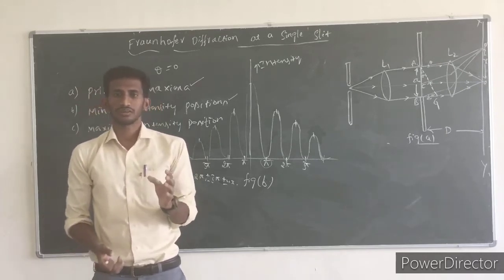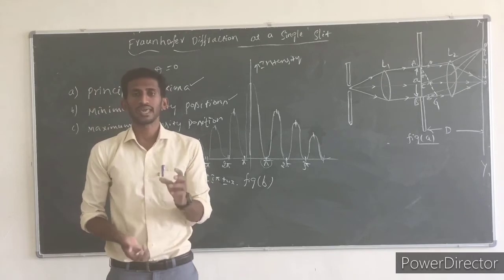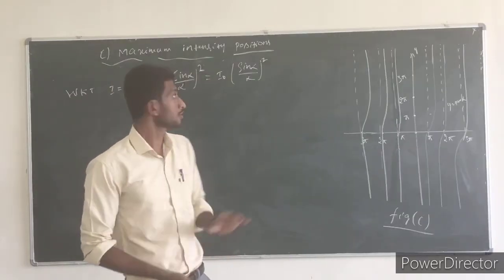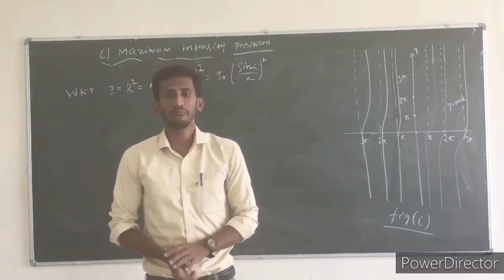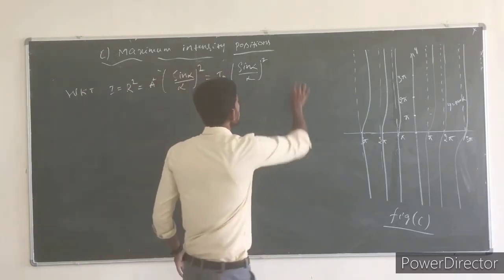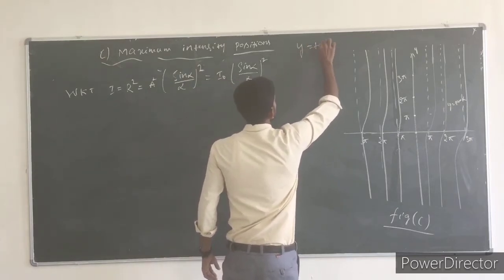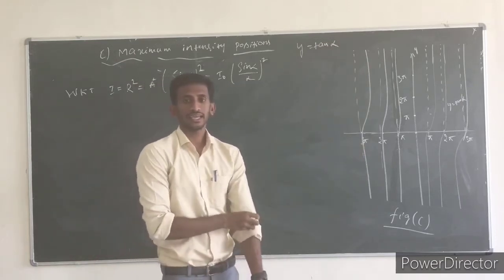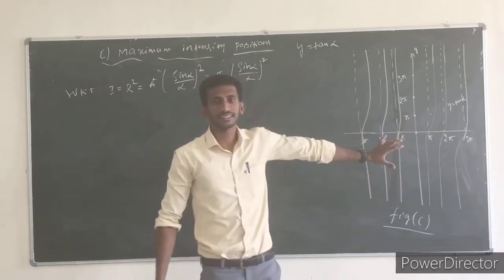Now if I plot y is equal to alpha and y is equal to tan alpha, what happens? Let me explain. So the next one is maximum intensity positions. We will get maximum intensity position only when y is equal to tan alpha. Okay, if I take a graph of y is equal to tan alpha, we get like this. This is the standard one.